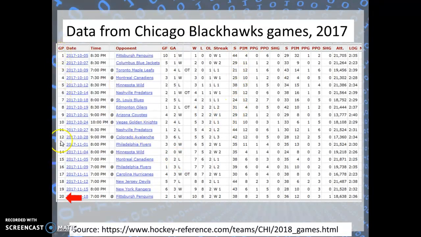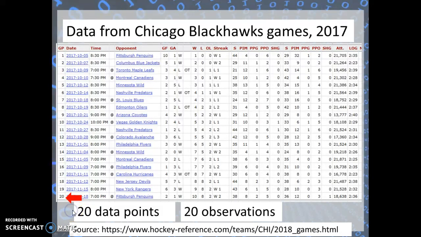Right down the line here, we are looking at 20 different data points. Or we could say 20 observations, or if you want to sound sort of mathematical, we'd say n equals 20. So first of all, before we even talk about variables, make sure you know how much data. In this case, 20 data points.